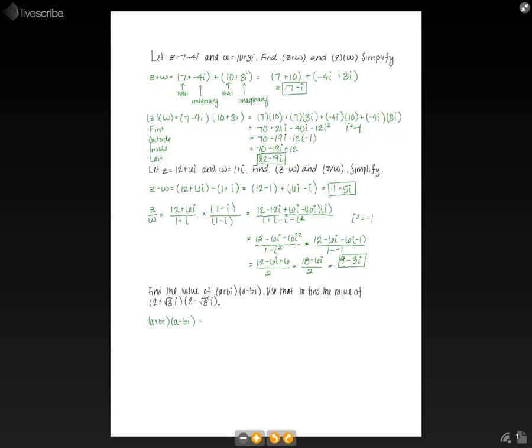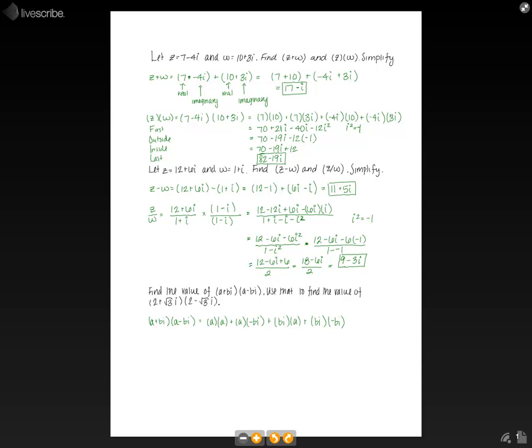So we're going to FOIL this out. We're going to do first. The first term in each parenthesis is a, so we're going to have a times a. Then we're going to have the outside terms, so that's going to be a times negative bi. The inside terms are going to be bi times a. And then the last terms are going to be bi and negative bi.